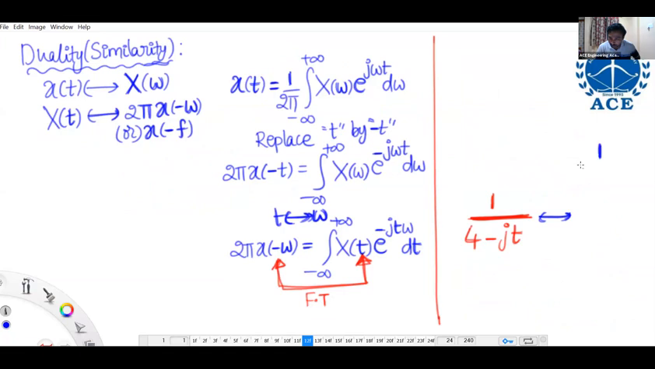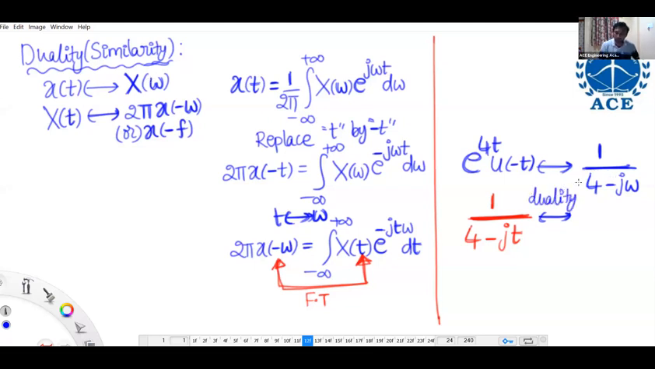1 by 4 minus jt originally corresponds to 1 by 4 minus j omega. Its original form is nothing but the Fourier transform of which function? E power minus at u of t. Now apply duality. What are we doing in duality? Spectrum to time domain means omega in place of t. That is done. Listen. On this side, 2 pi into small x of minus omega. In the signal, in place of t, what are we substituting?